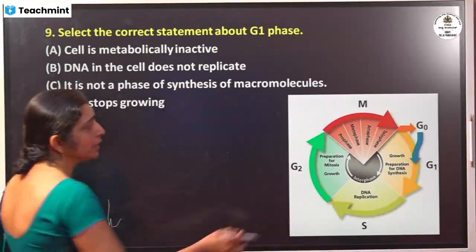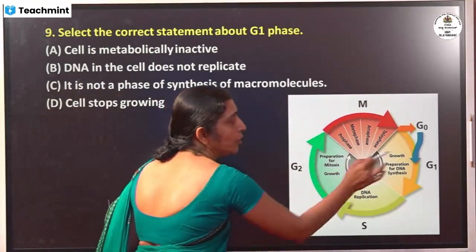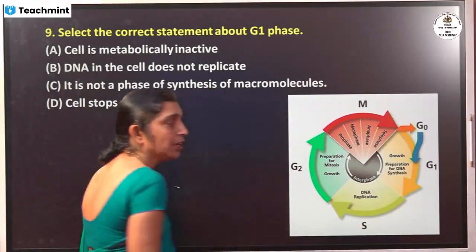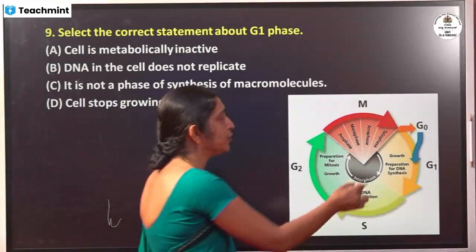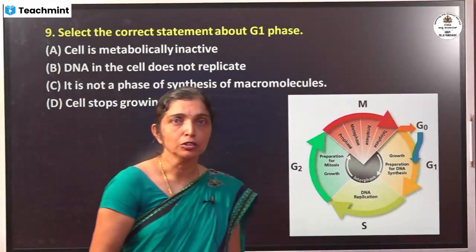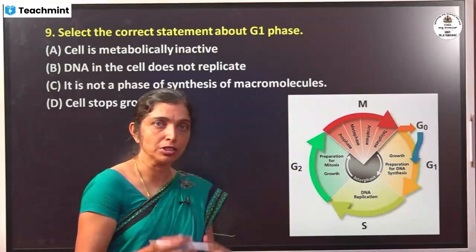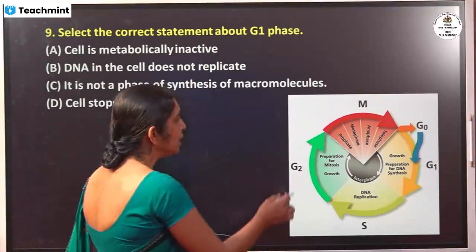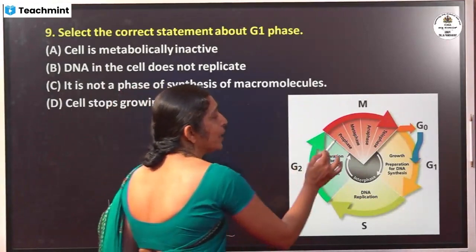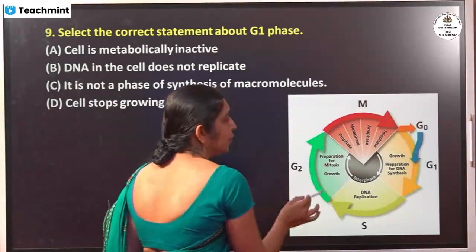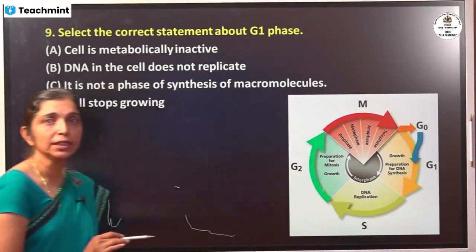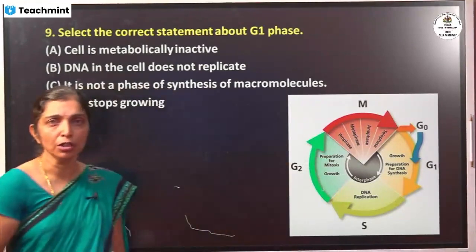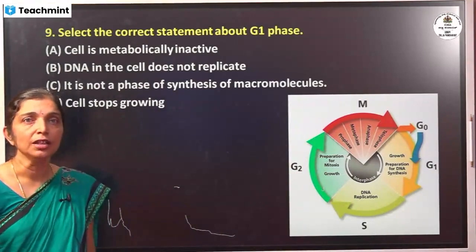Each phase has its own function. Usually during the G1 phase, preparation for DNA synthesis is taking place, so nucleotides and other macromolecules are produced. During the S phase, DNA replication takes place. During the G2 phase, it is preparing for the next phase, that is the M phase, wherein preparation for mitosis is taking place. During the M phase, your mitosis or meiosis, that is the actual division, is taking place.